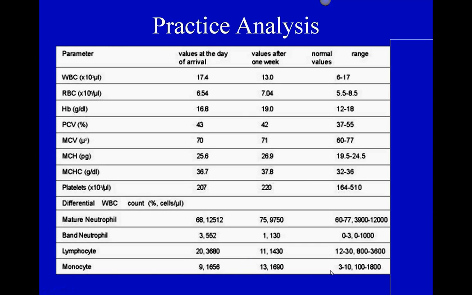So monocytes, that's the primary one that's abnormal, is look at these monocytes that are very elevated.